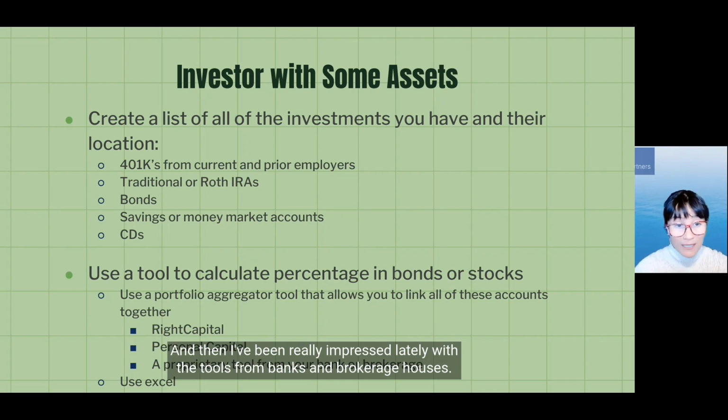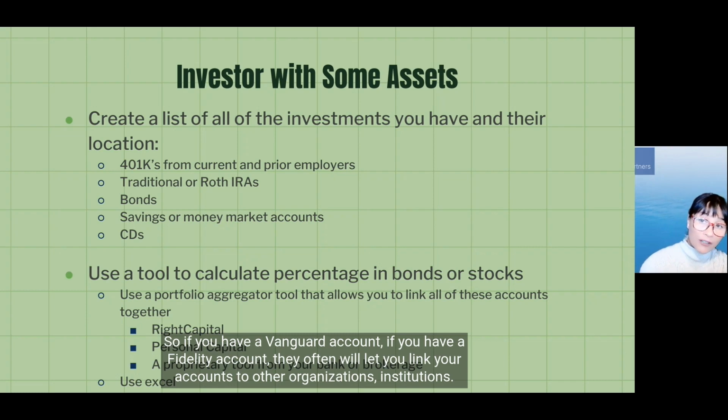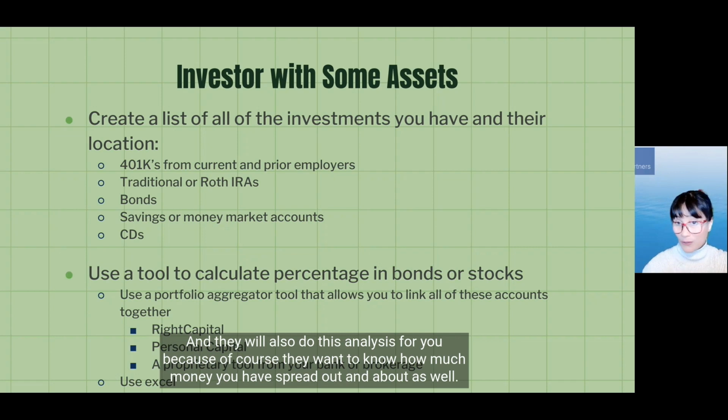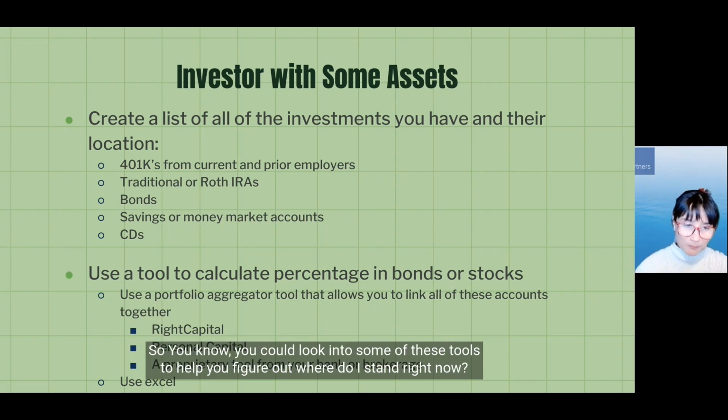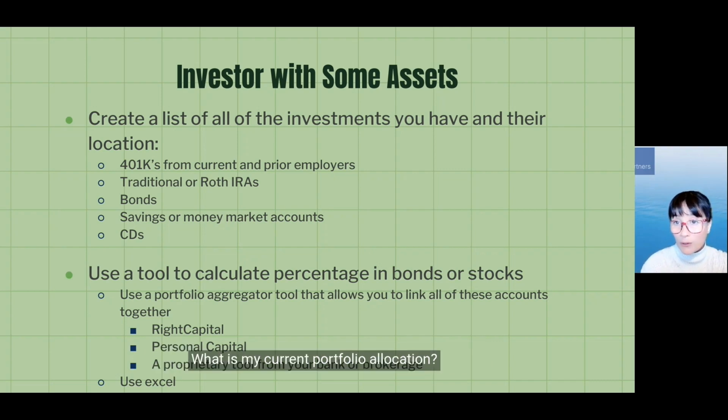And then I've been really impressed lately with the tools from banks and brokerage houses. So if you have a Vanguard account, if you have a Fidelity account, they often will let you link your accounts to other institutions, and they will also do this analysis for you because, of course, they want to know how much money you have spread out and about as well. And a bank or a brokerage house will have better security than maybe something like Right Capital. So, you could look into some of these tools to help you figure out where do I stand right now? What is my current portfolio allocation?